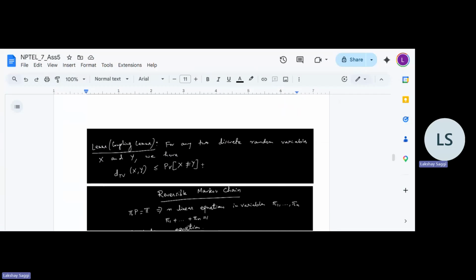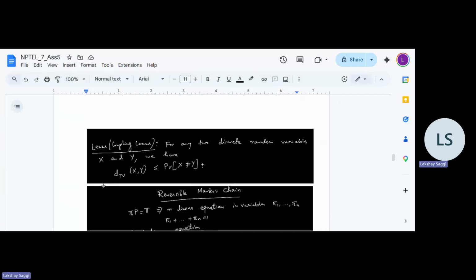One can actually show, using this definition of coupling, a coupling lemma, which says that for any two discrete random variables x and y, and this is quite a useful lemma, we have that the total variation distance between x and y is always less than or equal to the probability that x is not equal to y. And one can show that this upper bound holds with equality in some cases, as we'll see in one of the questions.